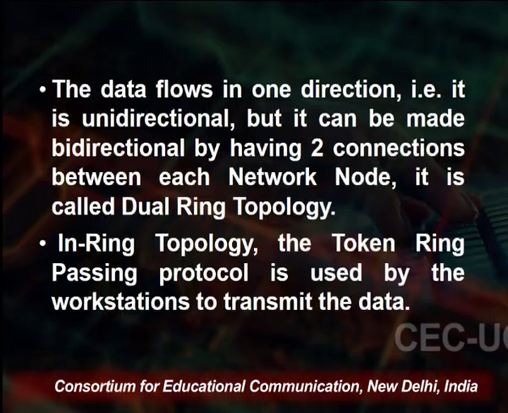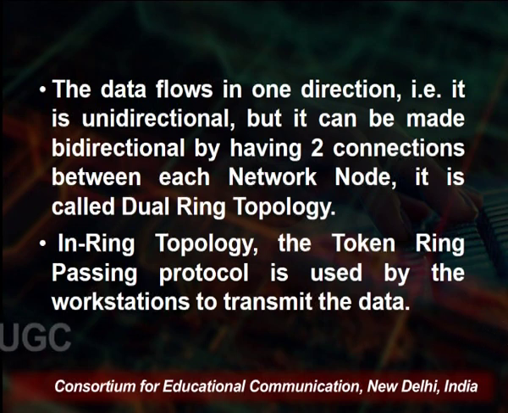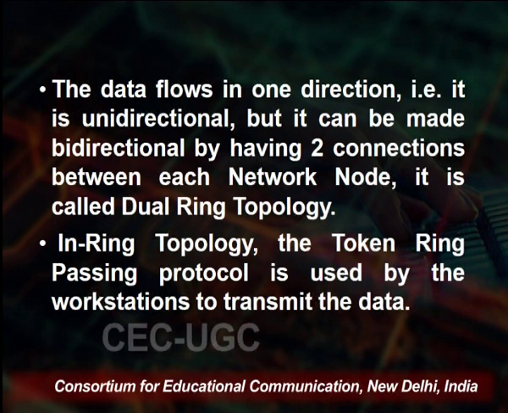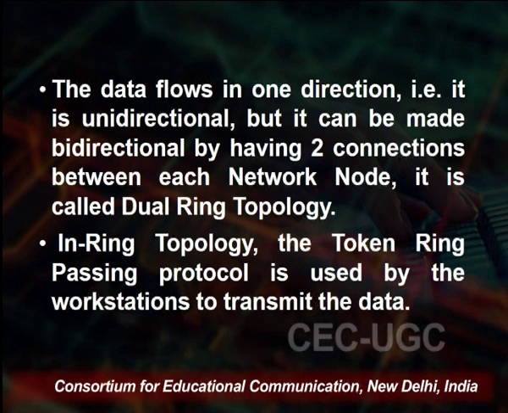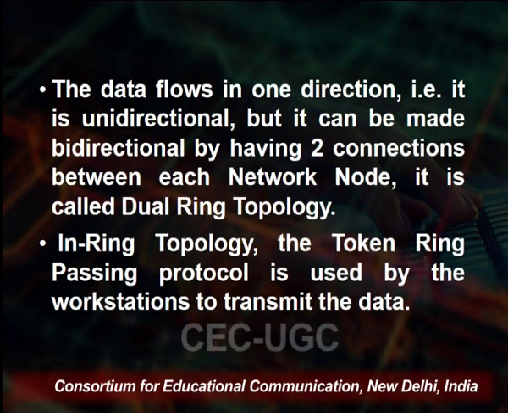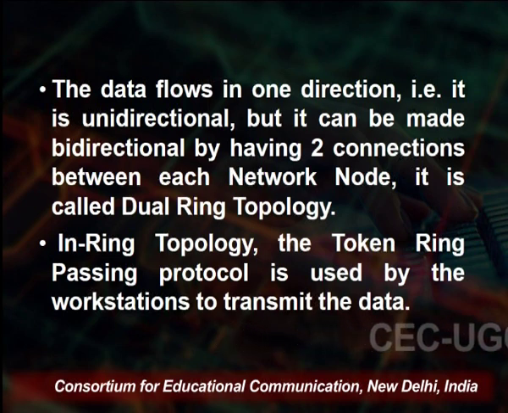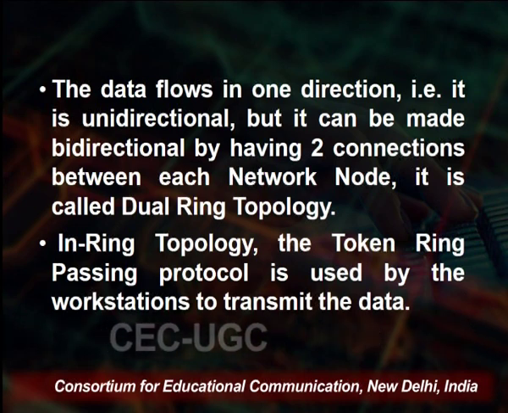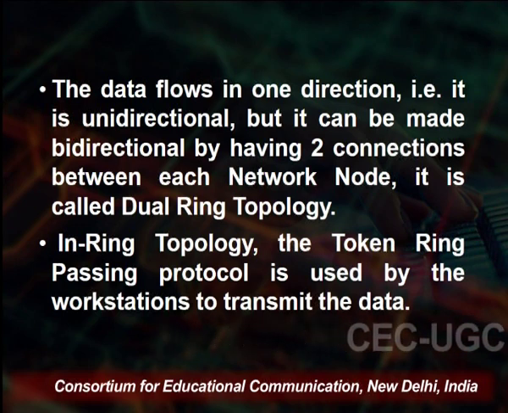In order to prevent data loss, if the number of devices in the ring is large, then repeaters are to be used. Data, as I have told you, flows in one direction, but it can be made bidirectional by having two connections between each network node. That is called dual ring topology: having two connections, or a bidirectional link, between each and every node.